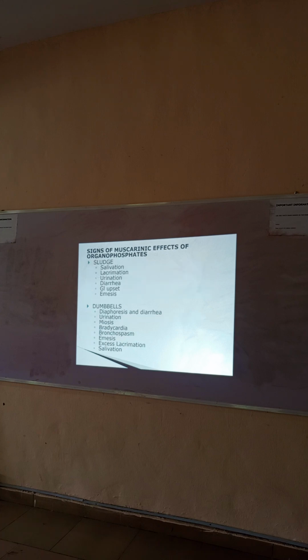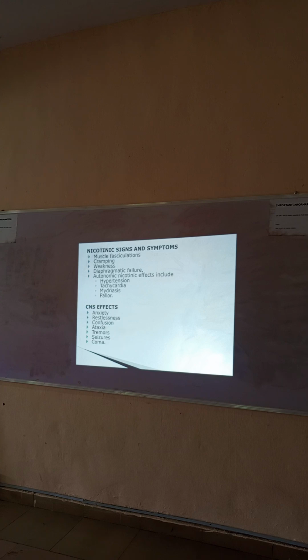This mnemonic can be used to remember the signs of muscarinic effect of organophosphate. SLUDGE. So there is salivation, lacrimation, urination, diarrhea, GI upset, and emesis. When you see somebody poisoned with organophosphate, these are some of the symptoms that they present with. When you see somebody salivating, there's lacrimation, there's urination, you should already be suspecting organophosphate poisoning. DUMBELS is also another mnemonic that we can use.